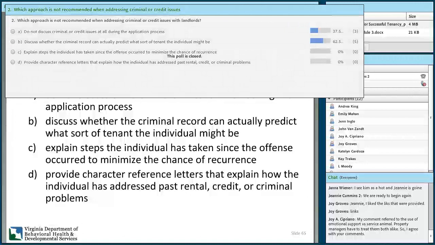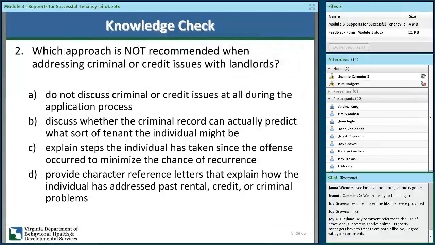Thanks, Kim. All right. So the correct answer is A. Do not bring up criminal or credit issues at all during the application process. In fact, when assisting individuals with completing rental applications, community housing guides should ask the landlord what the tenant selection criteria are. It may be possible, with the individual's permission, to speak frankly with the landlord about the individual's credit, rental, and criminal history, its impact on the application, and what the individual has done to address these issues.